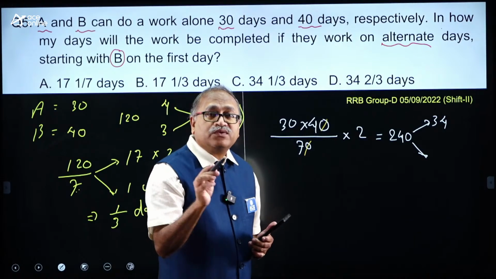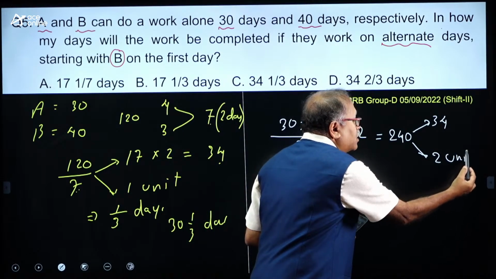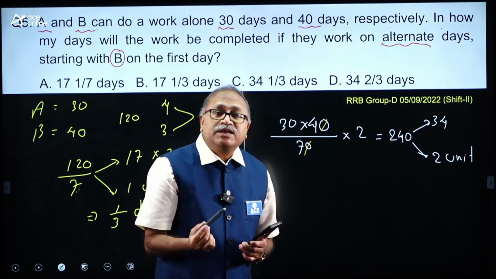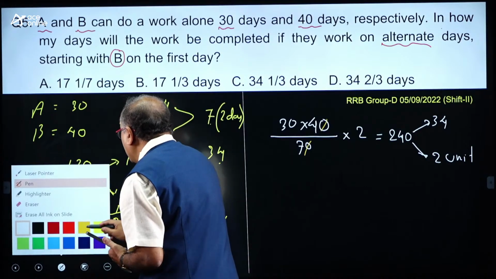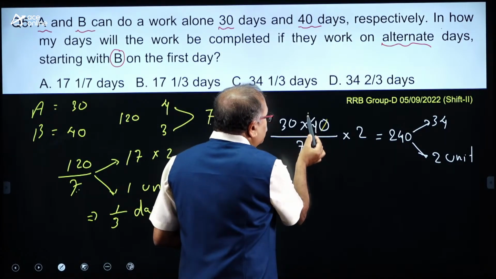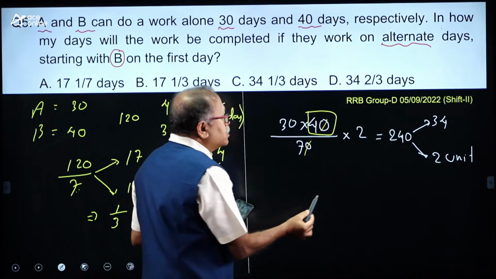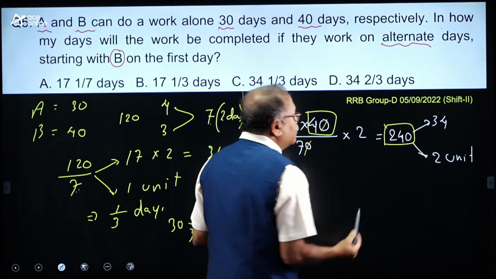So what is my remainder? The remainder is 2, so 2 units are left. Who will complete these 2 units? It is B. And B completes how many units, in how many days? In 40 days. So divide this total 240 by 40.